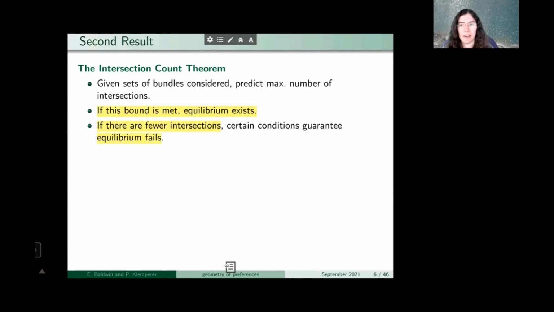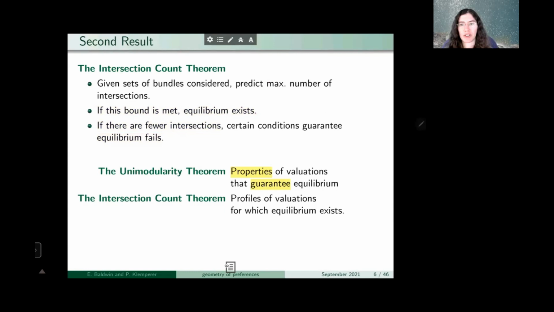So the unimodularity theorem looks at properties of valuations that guarantee equilibrium, whereas the intersection count theorem looks at profiles of valuations, the precise valuations and how they go together relative to one another, for which equilibrium exists. I'll spend more time talking about the unimodularity theorem, but I think the intersection count theorem is a fun additional insight that you can get from these geometric tools.